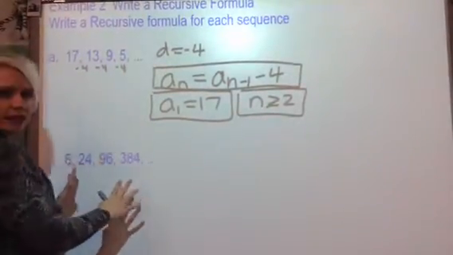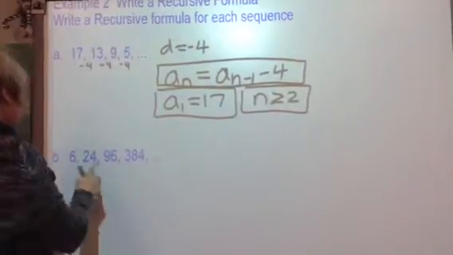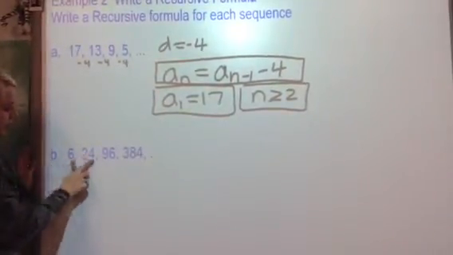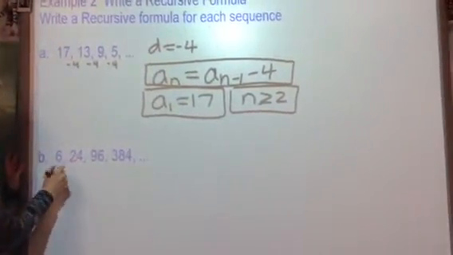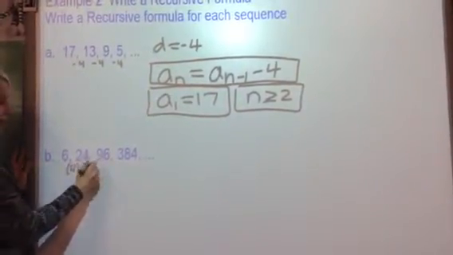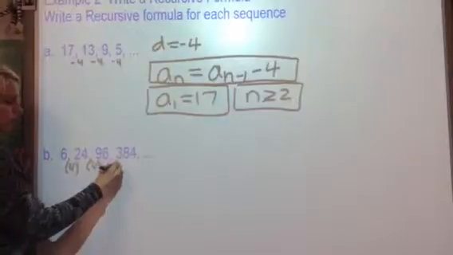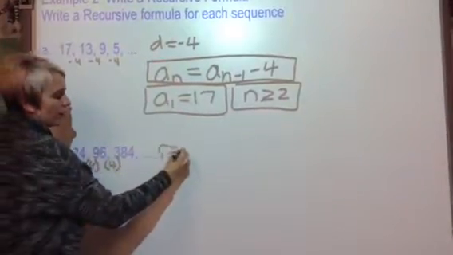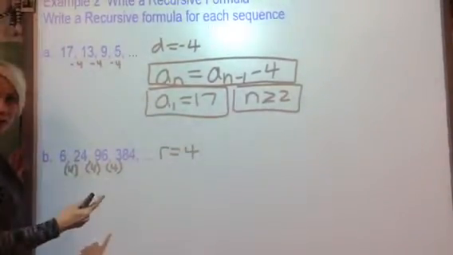So let's try this one together, and then I'll have you do a couple in your notes. Now, I look at this one and I see that that's times 4 right away. I know that I'm multiplying by 4. Is 24 times 4 96? Yes, it is. And so on and so forth. So I already know that this is a common ratio of 4. I'm multiplying by 4 each time.